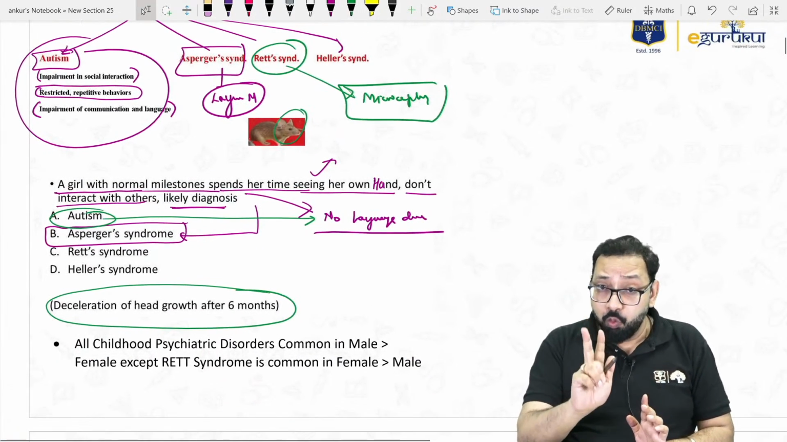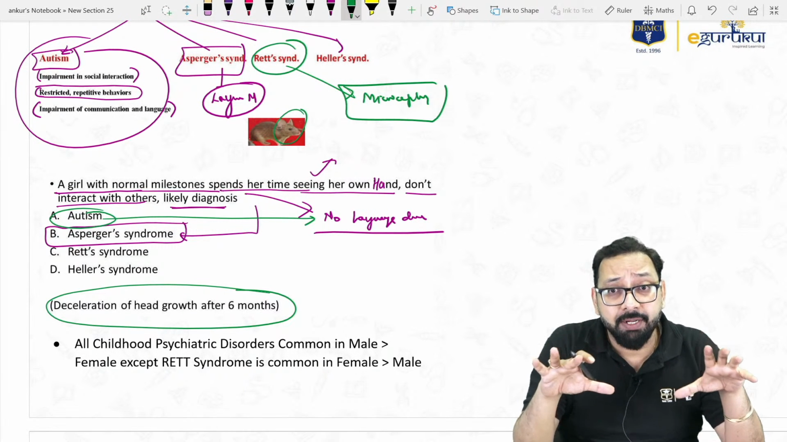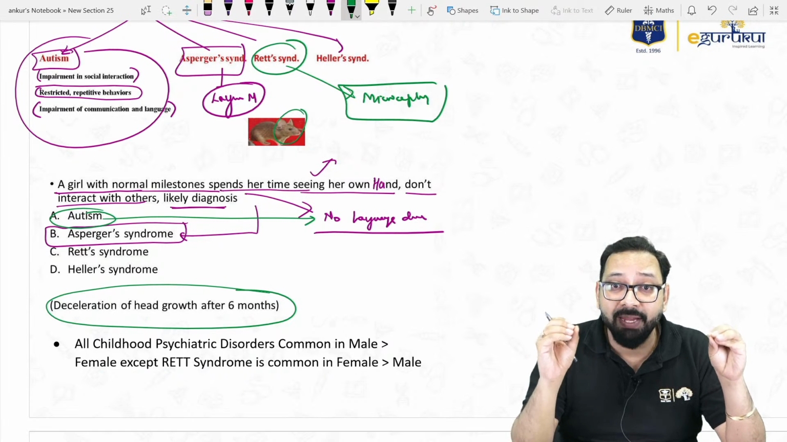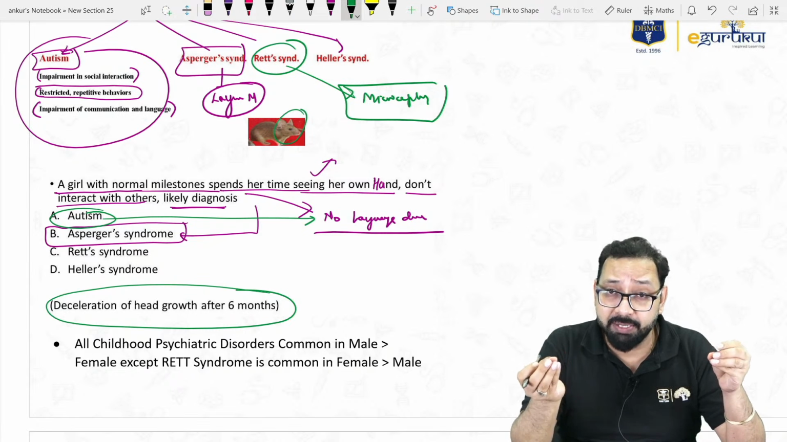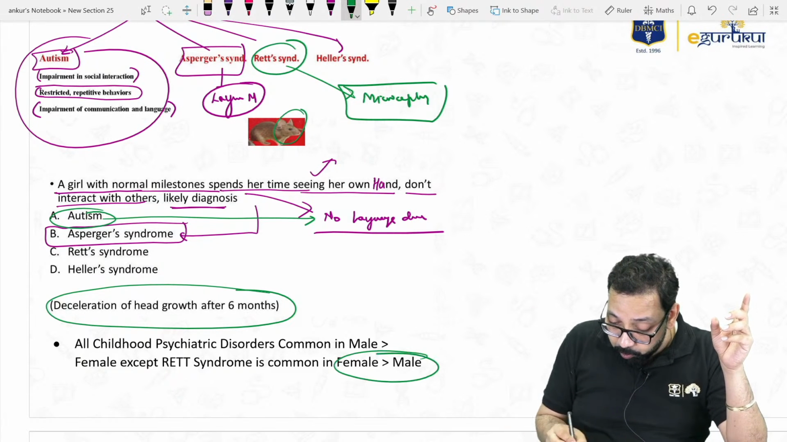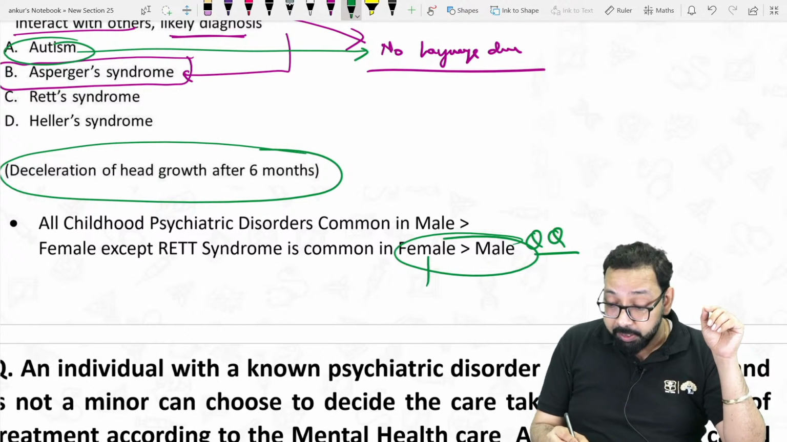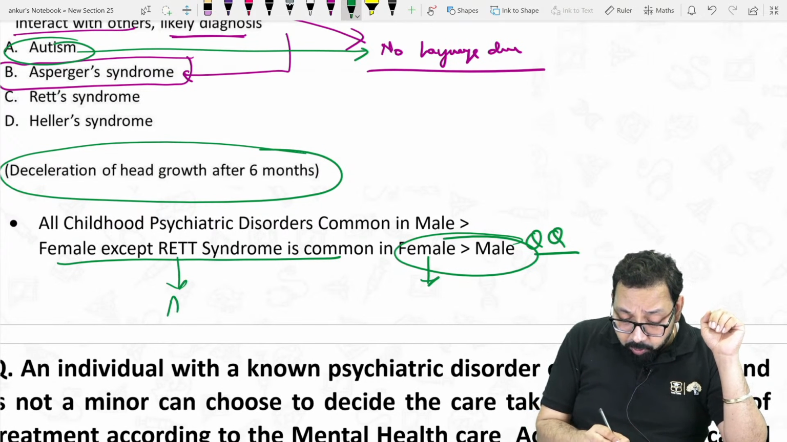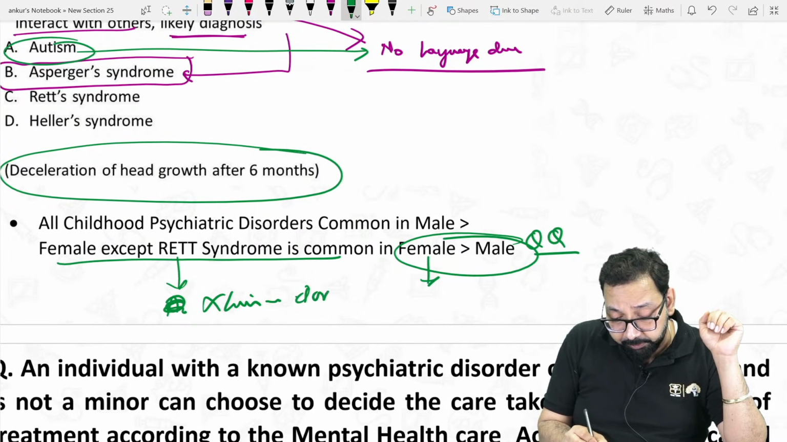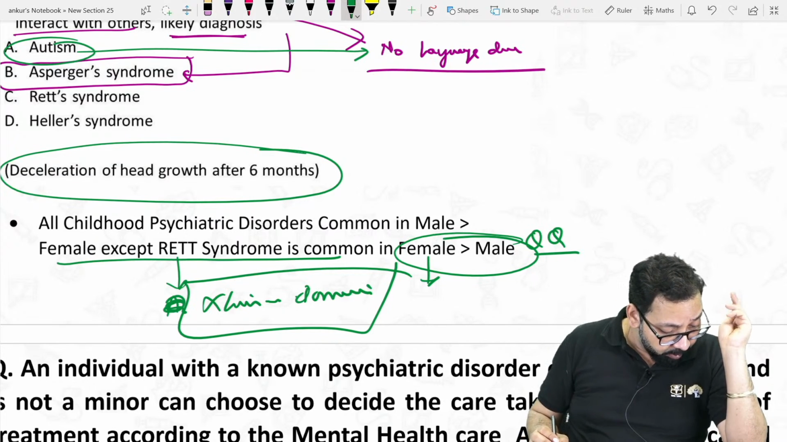Recently two questions were asked on Rett syndrome: all childhood psychiatric disorders are more common in males except Rett syndrome. Only a few, and one of them is Rett syndrome. Rett syndrome is more common in females. This question was asked. And Rett syndrome is X-linked dominant.